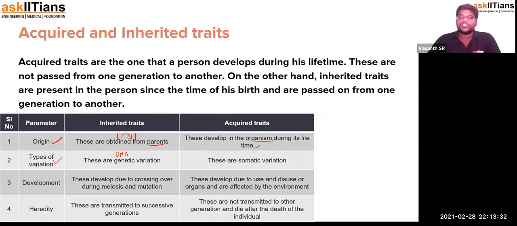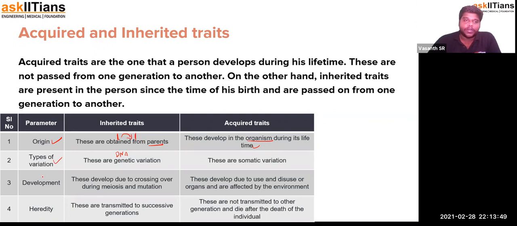Somatic variation is mainly body based. Okay, it will be something superficial. It will not have any changes done in the genetic material. So it is called somatic variation. It is any differentiation that is caused by external influence, usually environmental influence.